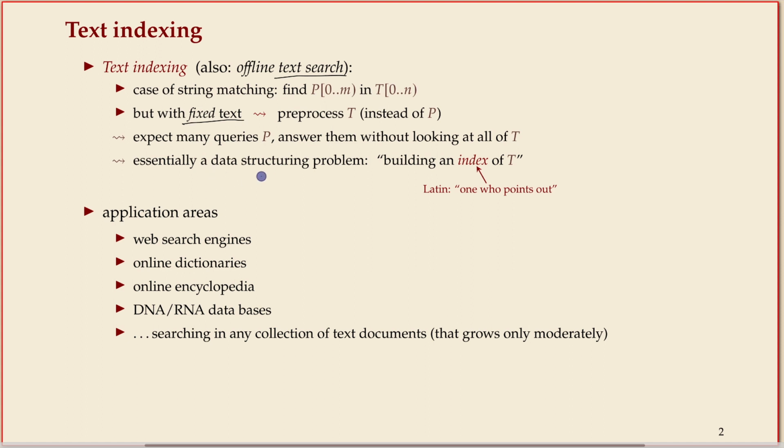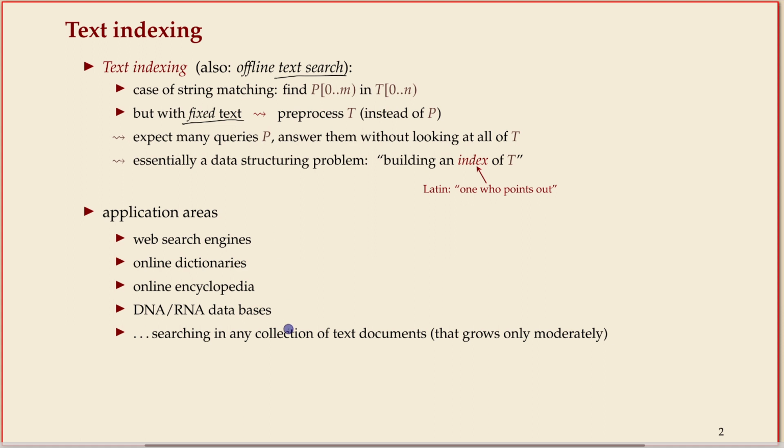From the terminology, we can say this is more of a data structuring problem than an algorithm. We're not looking for one single procedure. We're looking for also a way to remember something from this pre-processing. So we'll build what's called an index of the text. Well, that's Latin for one who points out. Your index finger comes from the same root. I'll talk a bit more about this in a second.